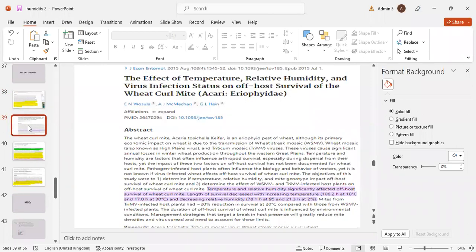And the other article, abstract of the article: the effect of temperature, relative humidity, and virus infection status on off-host survival of the wheat curl mite. Temperature and relative humidity significantly affected off-host survival of the wheat curl mite. Length of survival decreased with increasing temperature: 106 hours at 10 degrees centigrade and 17 hours at 30 degrees centigrade. Decreasing the relative humidity: 78.1 hours at 95% and 21.3 hours at 2%.